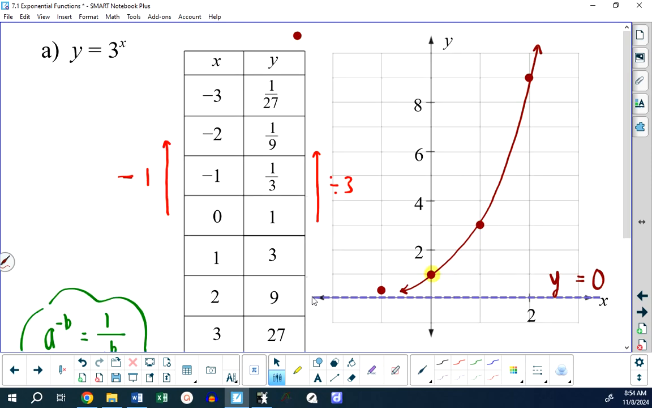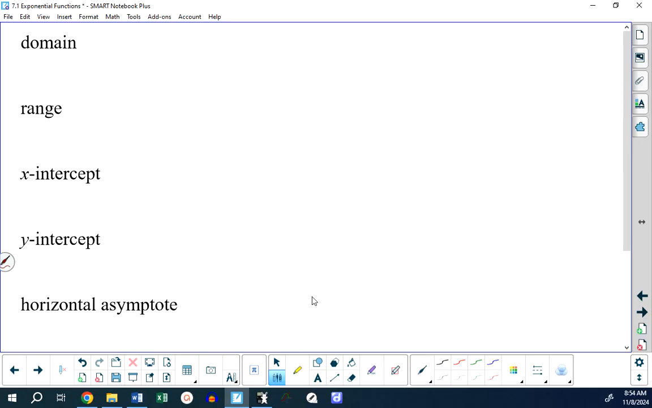Are we okay with that graph? Okay, so what is the domain? Well, the domain is x is any real number. If it's 3 raised to the x, you can take 3 and raise it to any number you want. Are you with me on that?